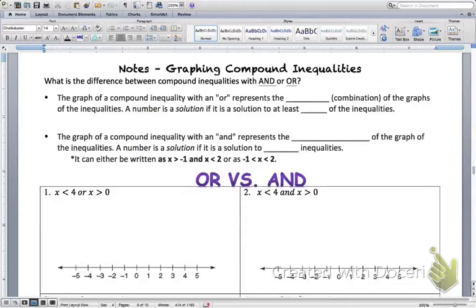Hello everyone, we're going to go ahead and continue with our lesson on graphing compound inequalities, but today we're going to focus on the ones that have the word and. So we went over the ones with or, so let's see how the ands are different. Let's go back quickly to the definitions.